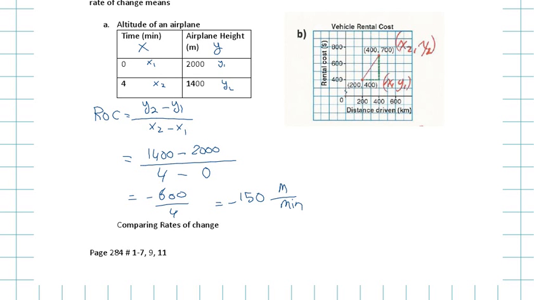So if you're looking at this slope, negative 150 meters per minute, we're talking about an altitude of an airplane. What can you tell me about that? How can you explain that negative 150 meters per minute? It's decreasing, it's going down, descending 150 meters per minute. This is exactly what it means. Okay? So the height of the plane is decreasing.